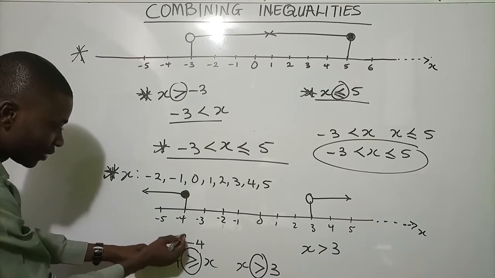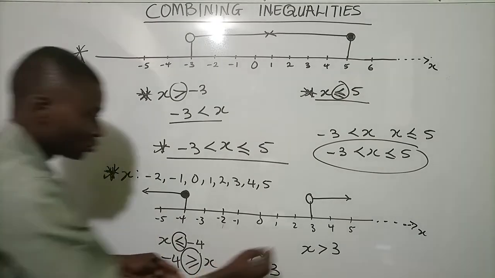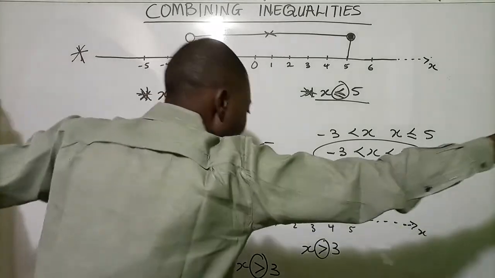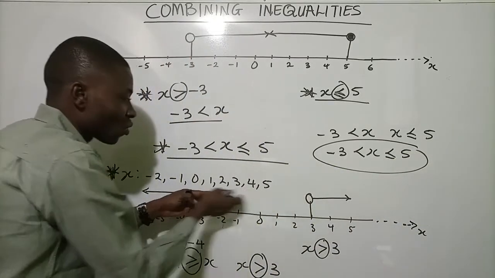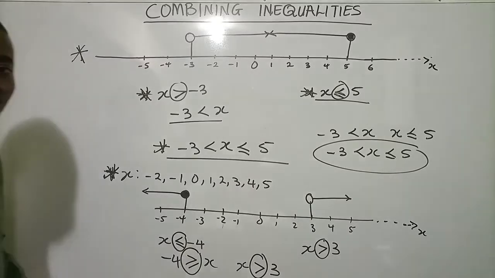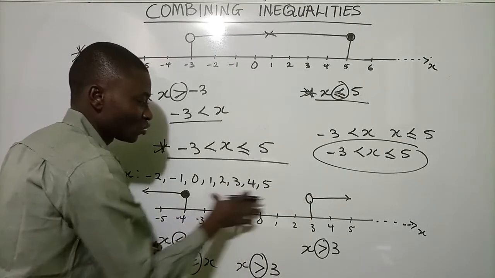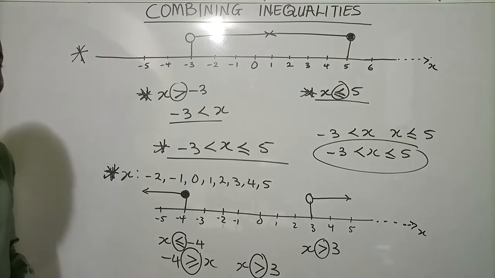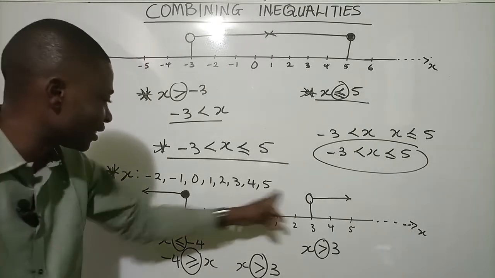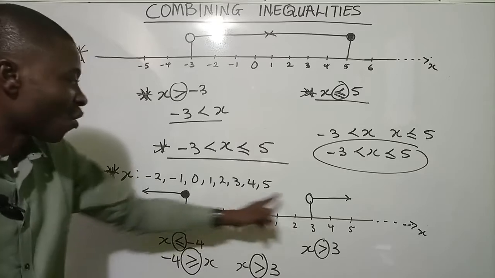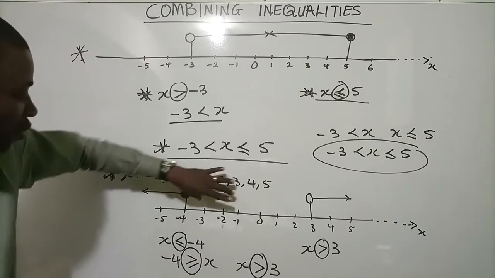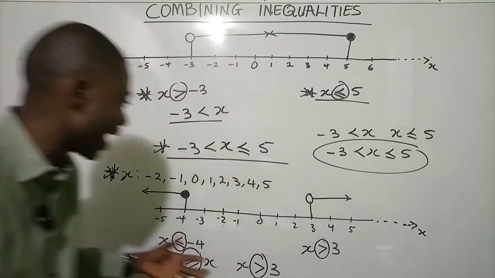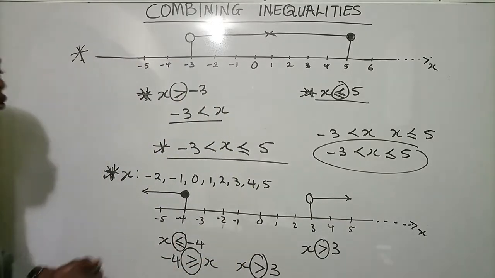But look at the one we're having here. Less than or equal to, greater than. So it's like this is going this way, while the other one is going the other way. So there is nothing at all that can bring them together. We can't add this. So this kind of inequality cannot be joined on a number line. They don't have any integer that we can say is the possible value of x that brings these two inequalities together.